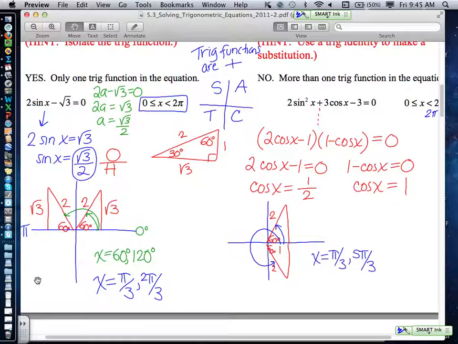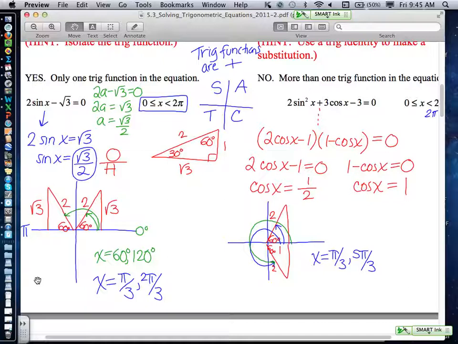Or if it helps you, you can count your way around in thirds. If I was counting my way around, this would be 1/3, 2/3, this brings me to 3/3, and then 4/3, 5/3 pi. So that's how I name that.